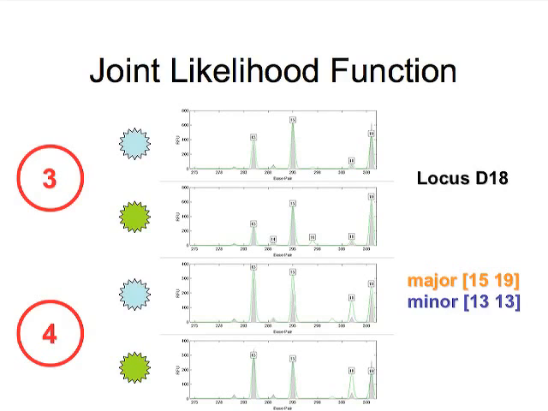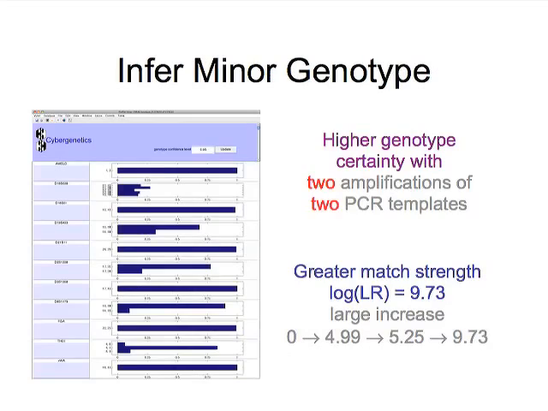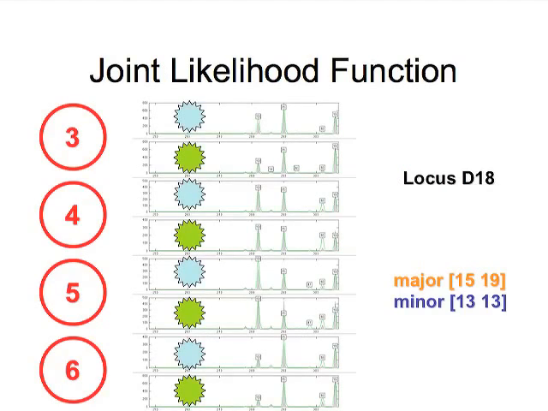And so the computer tries out all possibilities, sees which are more probable, and now when it infers the minor genotype, you're seeing at every locus, there's an increase in probability towards one particular allele pair. So now we're using two amplifications of two PCR templates, and we end up with a match strength of 10 to the ninth, which is a billion to one or so on. And that's a larger increase as we keep moving along. And so, of course, we'll do it again. And if you look at all 4 items, and they get interpreted jointly with all duplicate amplifications.